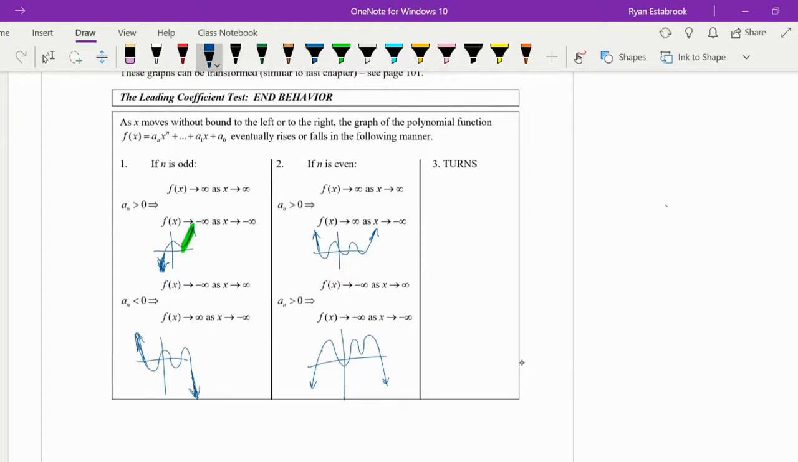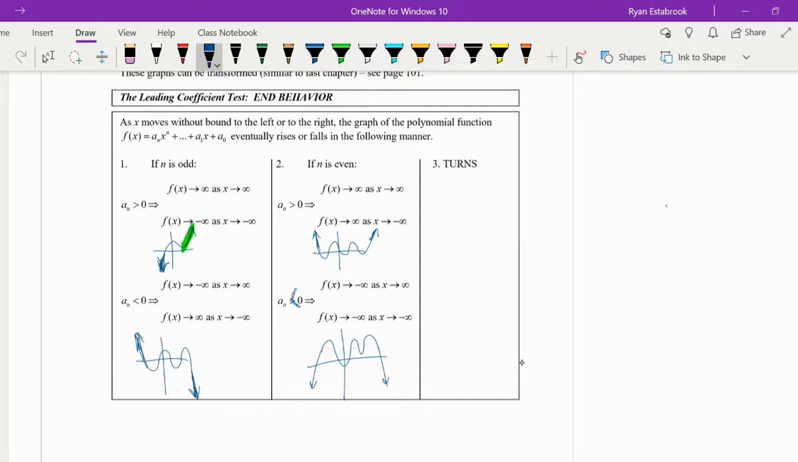If the leading coefficient is negative, then as x goes towards infinity and negative infinity, f of x goes towards negative infinity, or in other words, it keeps going down in both directions. It goes down to the left and it goes down to the right, with potentially a lot of terms in there, or maybe just one term.